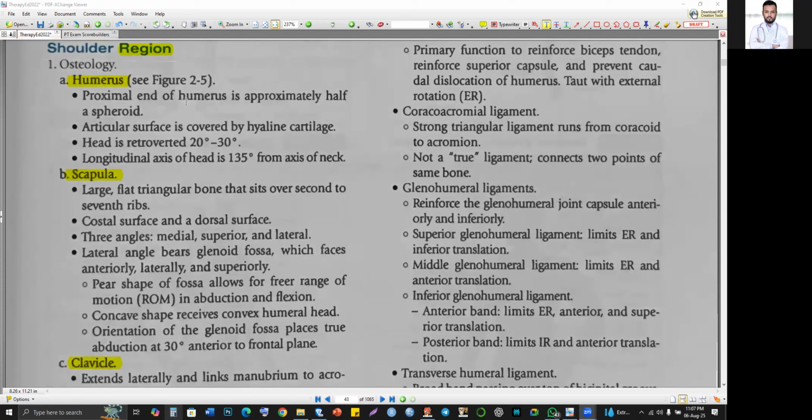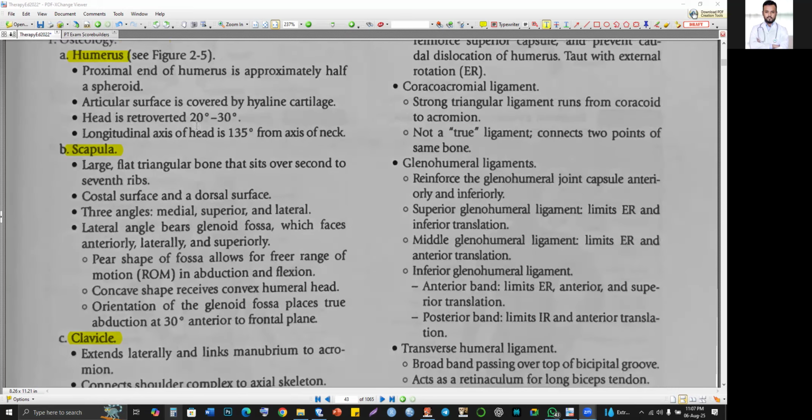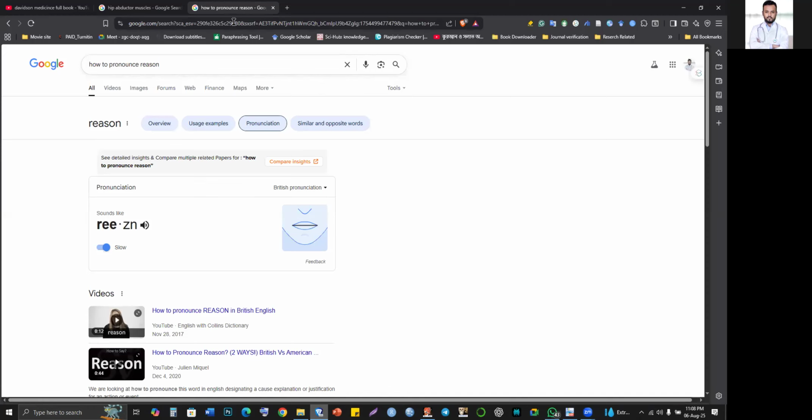You can see the proximal end of the humerus is approximately half a spheroid, and the articular surface, of the humeral head, is covered by hyaline cartilage. The head is retroverted 20 to 30 degrees, and the longitudinal axis of the head is 135 degrees from the axis of the neck.